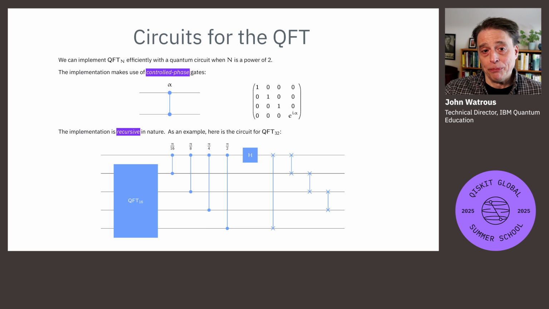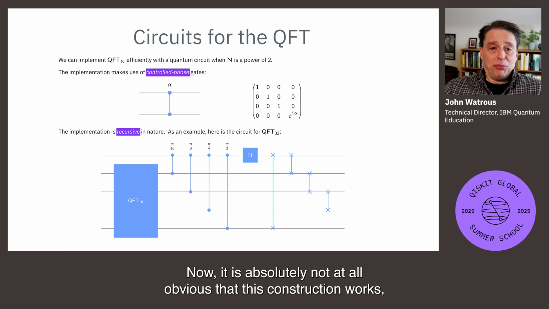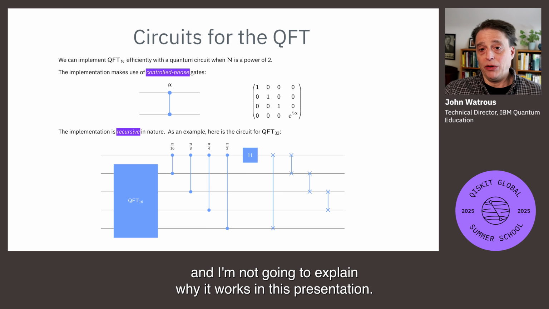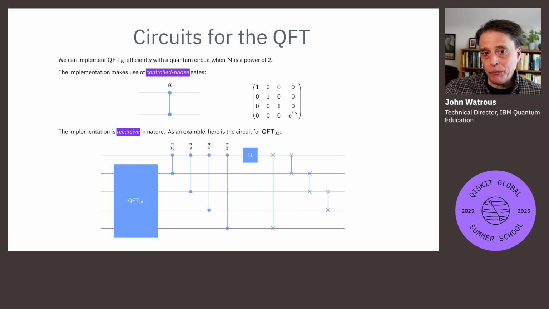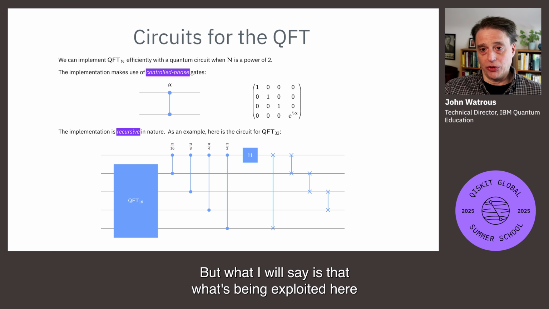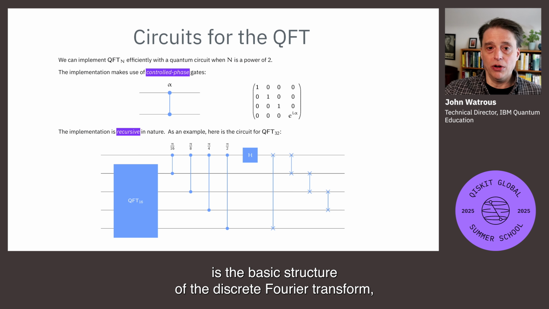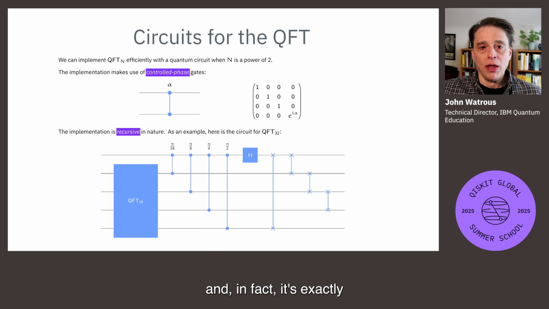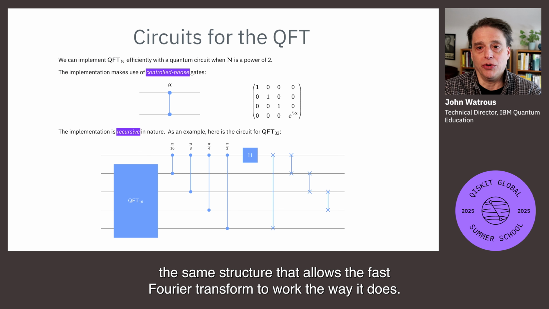they're applied. Now, it is absolutely not at all obvious that this construction works, and I'm not going to explain why it works in this presentation, but what I will say is that what's being exploited here is the basic structure of the discrete Fourier transform, and in fact, it's exactly the same structure that allows the fast Fourier transform to work the way it does.